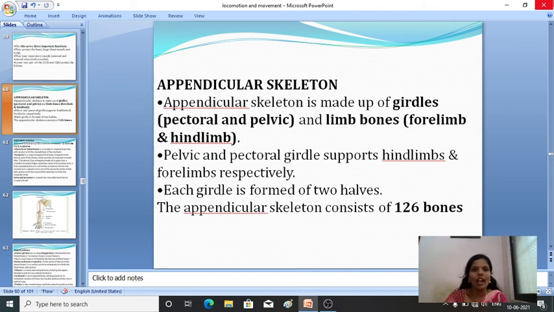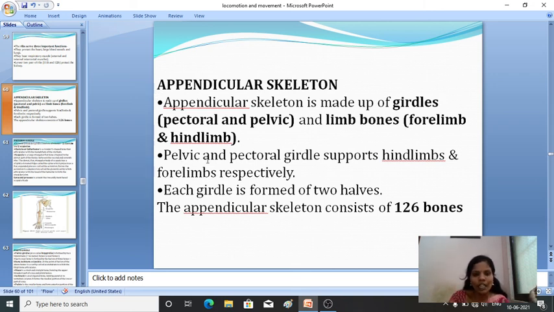And next comes the appendicular skeleton. Fine. So we'll see what types of bones are present in the appendicular skeleton. The appendicular skeleton is made up of girdles, commonly known as the pectoral girdle and pelvic girdle, and limb bones, the forelimbs and the hind limbs. Pectoral girdles and pelvic girdles, all these parts come under the appendicular skeleton.